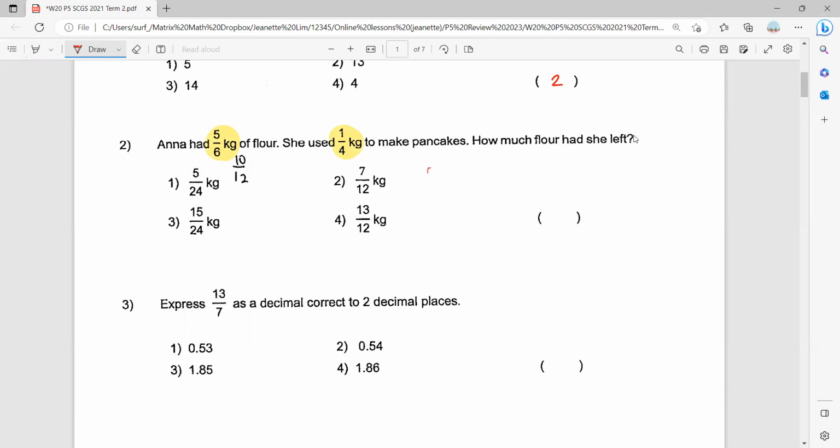We will take the total, minus away what she used. Okay, lowest common multiple for the denominator is 12. So times 2 times 2 times 3. So answer is 7/12 kg.